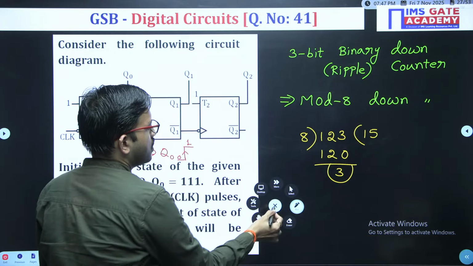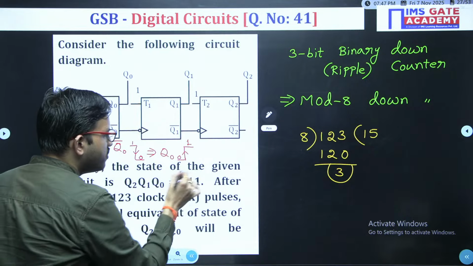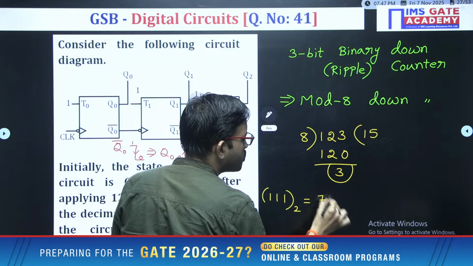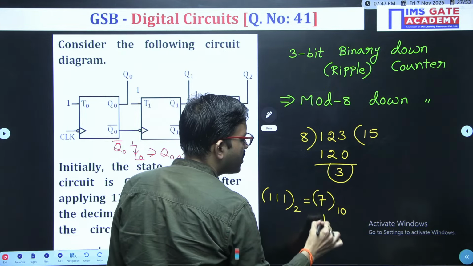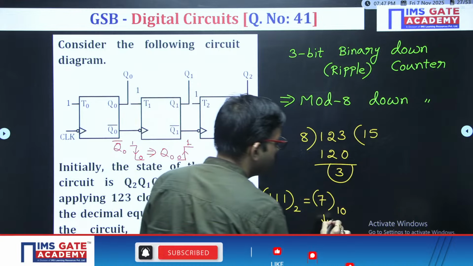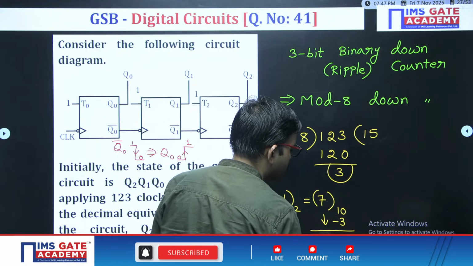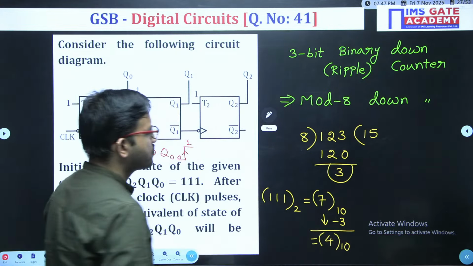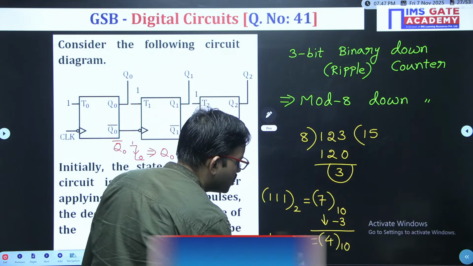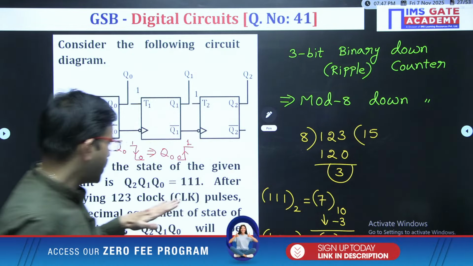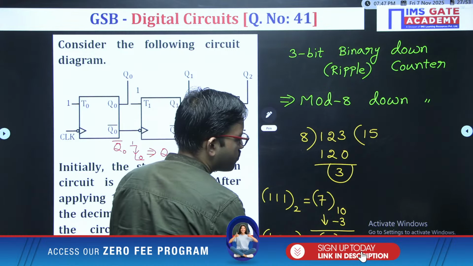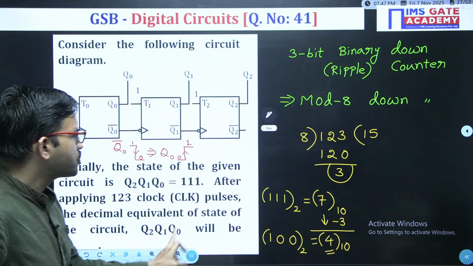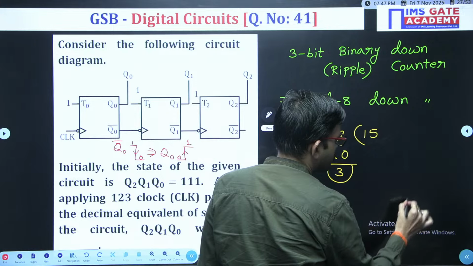Okay, now here initial value given 111. So 111 is nothing but what? 7. So you have to apply 3 clock pulses. That means since the counter is down counter, you have to decrement by 3. That means you are getting what? 4. So in binary you will be getting 100. Just for reference here I am writing 100. And anyway in the question I clearly asked decimal equivalent, so answer for this question is 4. That's all. The decimal equivalent of state of the circuit Q2, Q1, Q0. So answer for this question is 4.